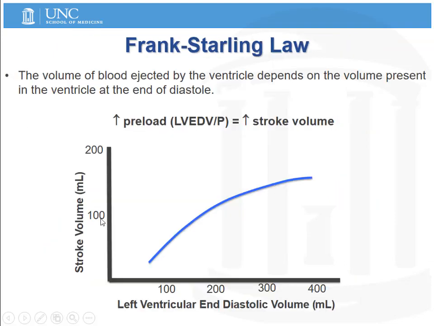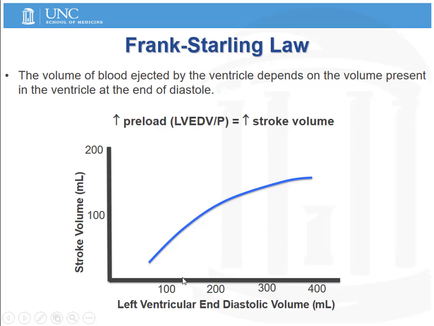This relationship between the preload and the contractile force or stroke volume is called the Frank-Starling Law of the heart. And it states that the volume of blood ejected by the left ventricle, or the stroke volume, depends on the volume of blood present in the ventricle at the end of diastole, or the left ventricular end diastolic volume. The reason this occurs is because of that length tension relationship in the ventricles. So as venous return increases, left ventricular end diastolic volume increases, and that increased stretch or preload in the ventricle aligns the actin and myosin to produce more force upon contraction, so the stroke volume increases.